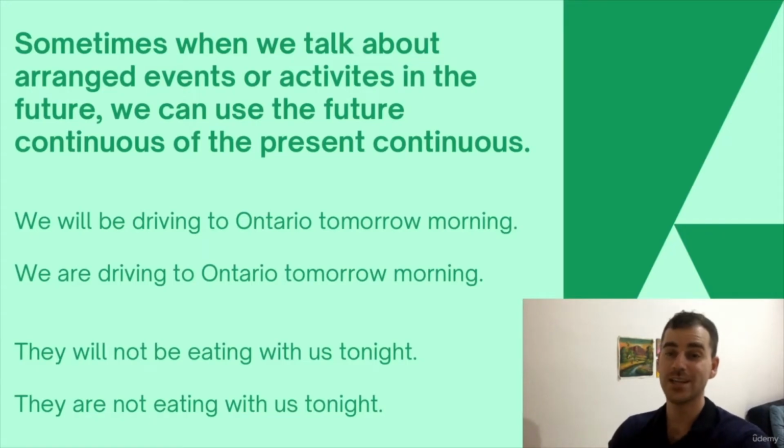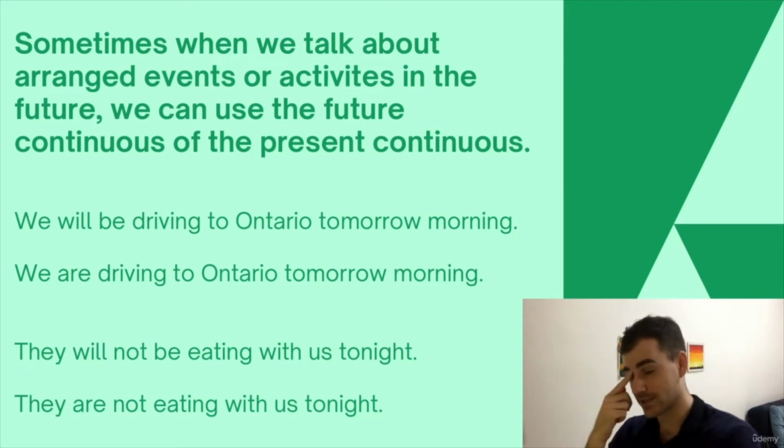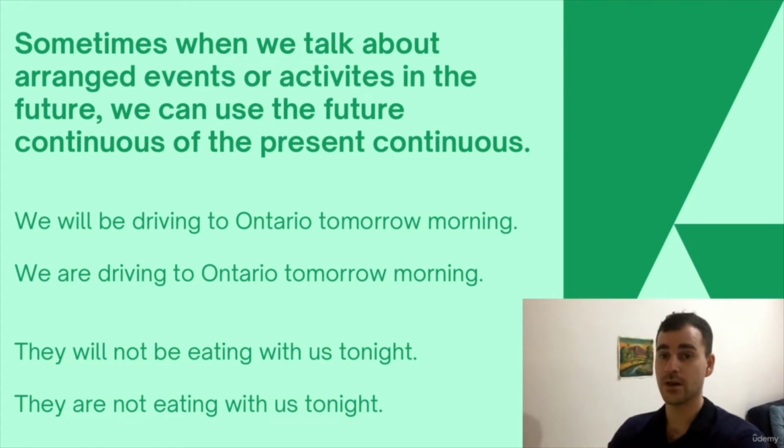Sometimes, when we talk about arranged events or activities in the future, we can use the future continuous or the present continuous. So, we will be driving to Ontario tomorrow morning. We are driving to Ontario tomorrow morning. The second sentence is the present continuous. Because we're talking about a future arranged event, then it's okay that we use the present continuous here. We can use future continuous and present continuous with the same meaning when we talk about a future arranged event.